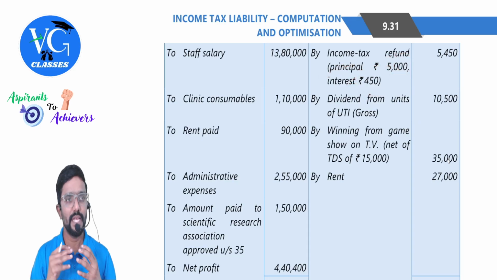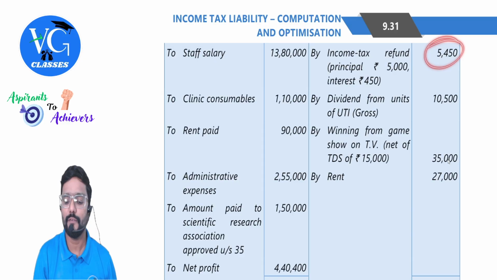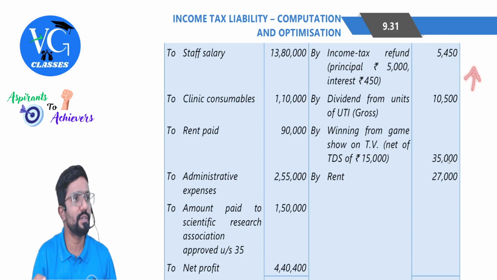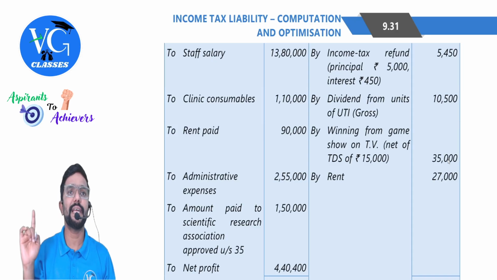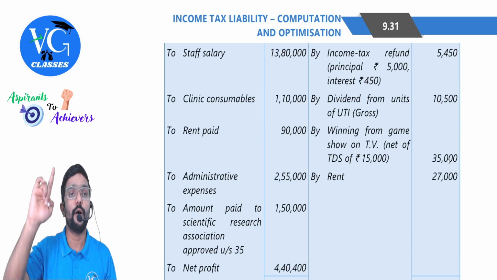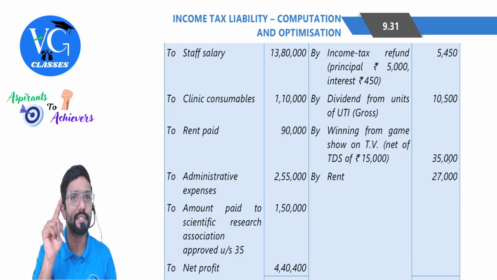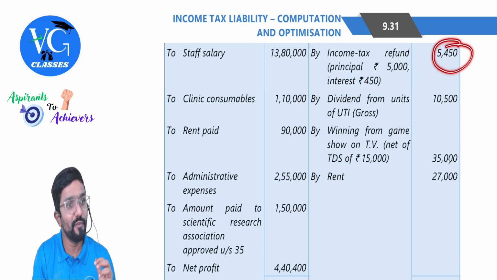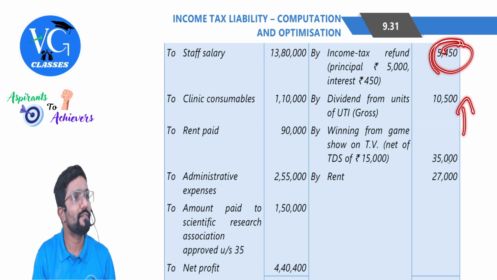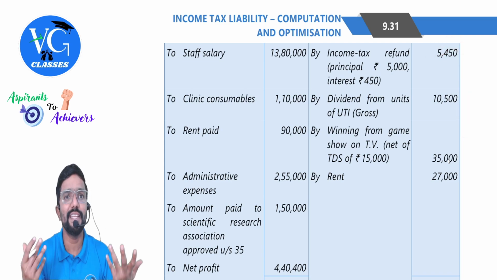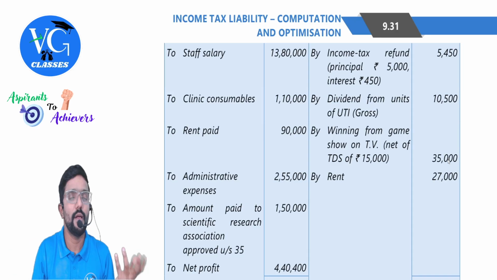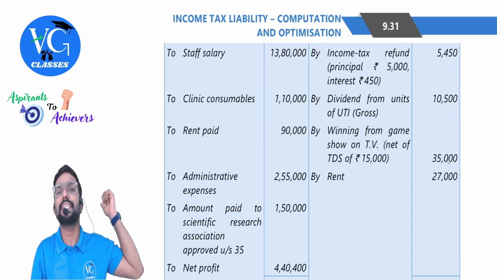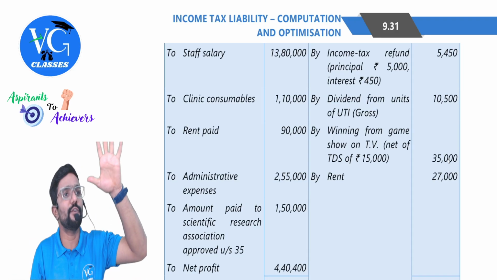Guys, see, is it taxable under the head PGBP? No, you have to remove it first, because of this our profit would have increased. So what should we do? Remove it. Where is it taxable, sir? Other sources. How much? Only 450, only interest. Sir, why not principal? See, when you are removing from PGBP, you have to remove the full 5,450. Why? Because here, how much credit is given? 5,450. How much increase in income? 5,450. But while including it under the head other sources, you have to include only 450.